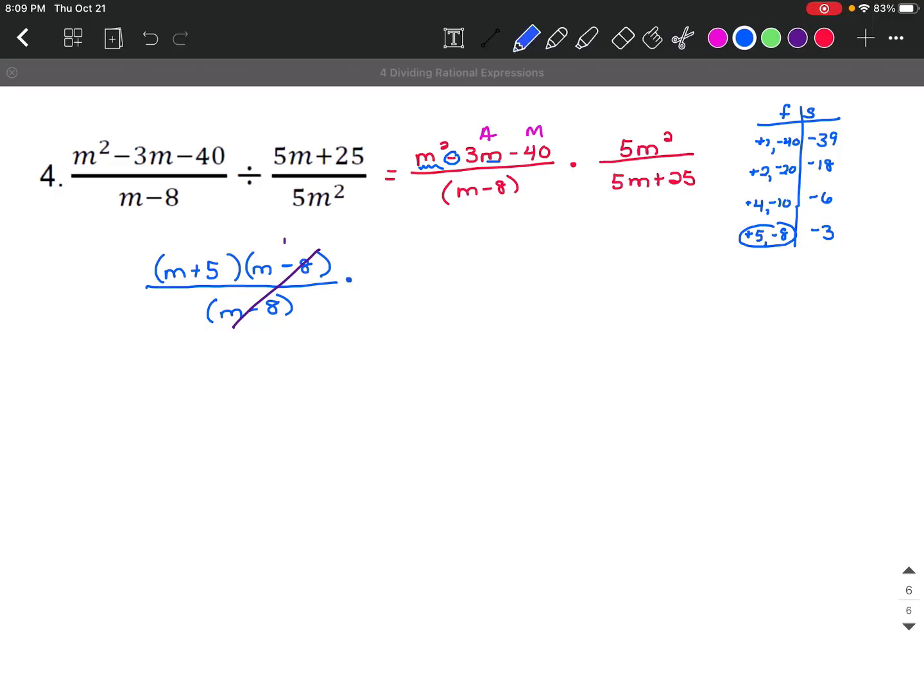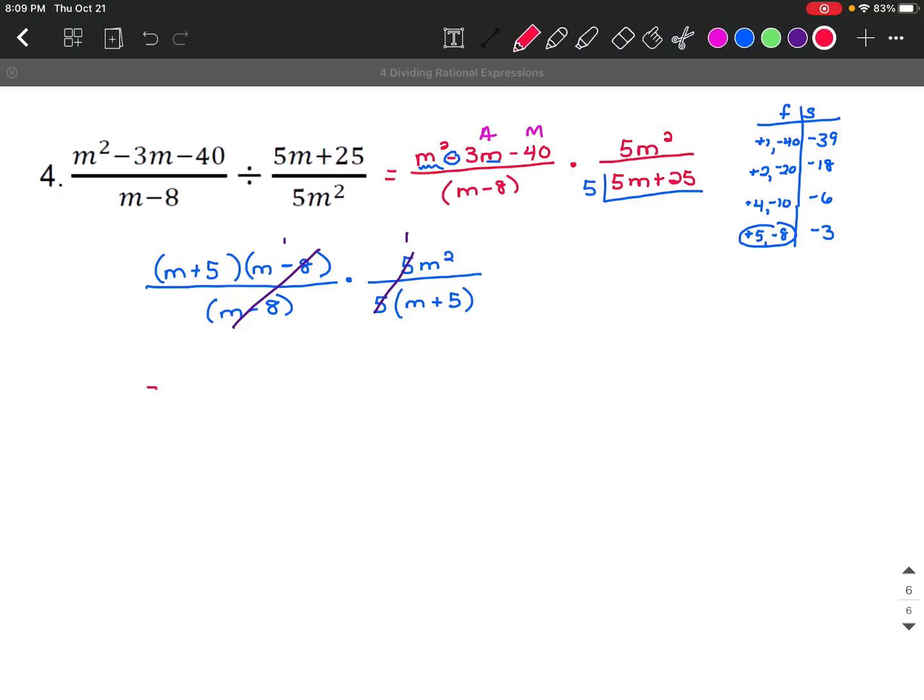Okay, times, we keep the 5m squared all over. Now 5m plus 25 has a greatest common factor of 5. So I write my 5 and then parentheses. 5m divided by 5, the 5's cancel out, I'm left with m. Plus 25 divided by 5 is 5. Now you might see it, those 5's are going to divide out to 1.